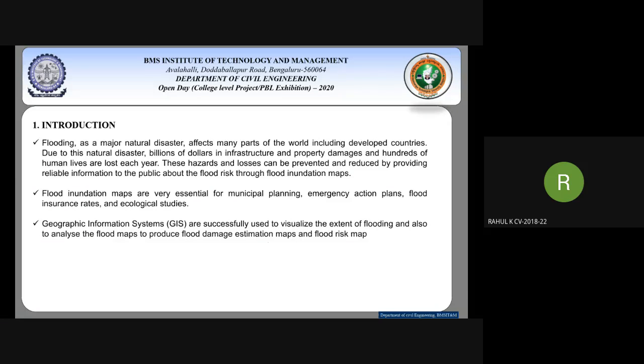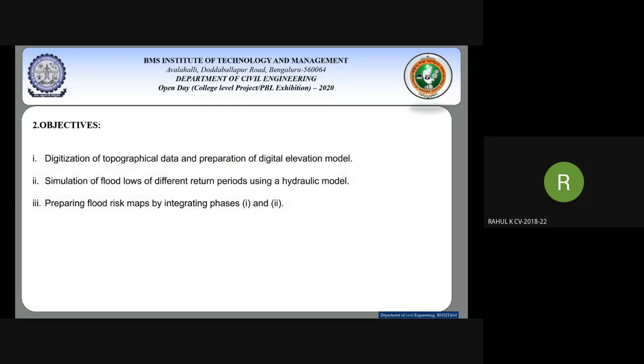Digitization of topographical data and preparation of a digital elevation model, simulation of flood flows of different return periods using a hydraulic model, and preparing a flood risk map by integrating the phases. As we know, last year in Karnataka, there was 35,000 crore of property damage due to flood. Remote sensing technology can help resolve this. Next, handing over to Ron.